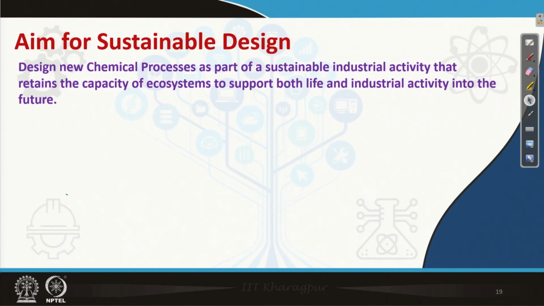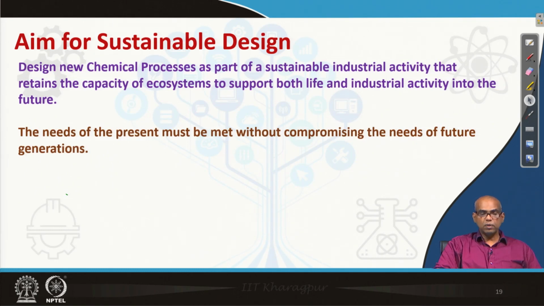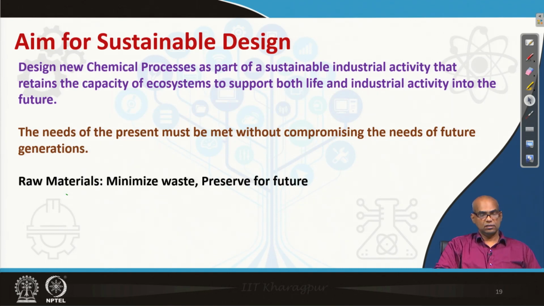We should aim for sustainable design. Design new chemical processes as part of sustainable industrial activity that retains the capacity of ecosystems to support both life and industrial activity into the future. The needs of the present must be met without compromising the needs of future generations. It is important that we meet the needs of the present, but at the same time it is equally important that we must not compromise the needs of future generations.